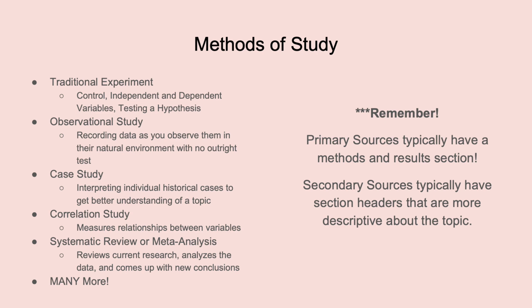Then you have the ones I was sort of warning you about, the systematic review or meta-analysis. It has the word review in the title, but this is not a secondary source. This is still a primary source. They're going to review current research, but they're going to analyze that data. Their source, their data collection, is going to be all of the data that's out there.